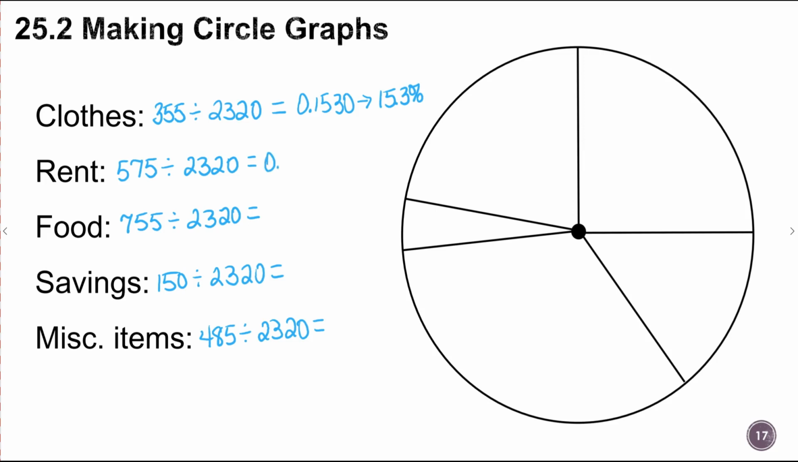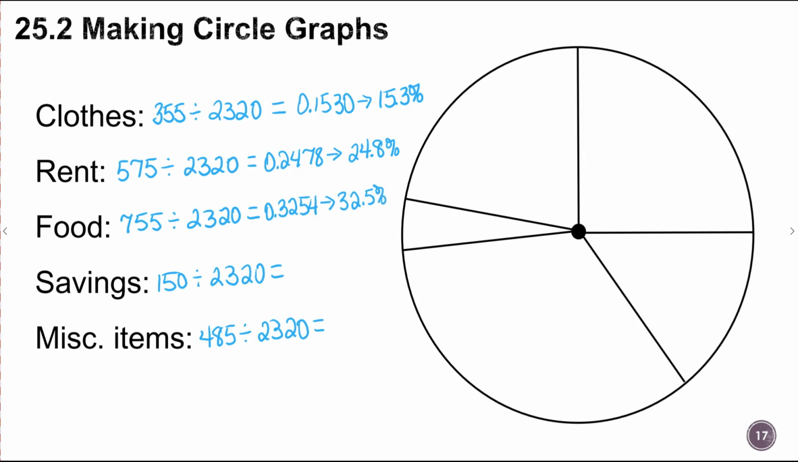And this one is 0.2478. So when we round that to the nearest tenth of a percent, remember that is what we're doing on these. This one's going to be 24.8%, and then 0.3254, so that will be 32.5%.